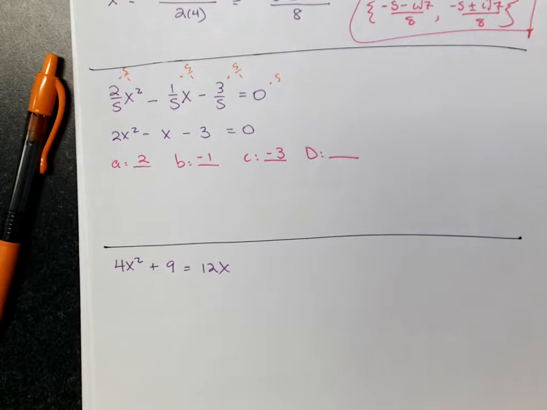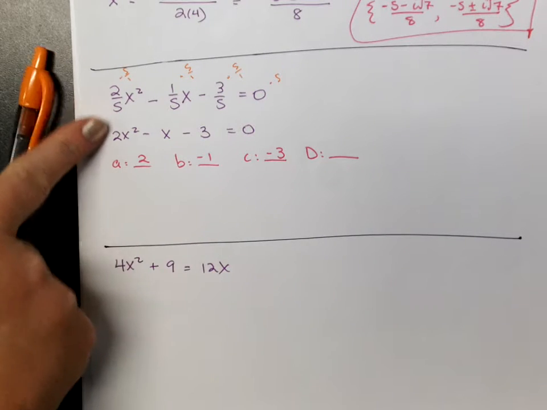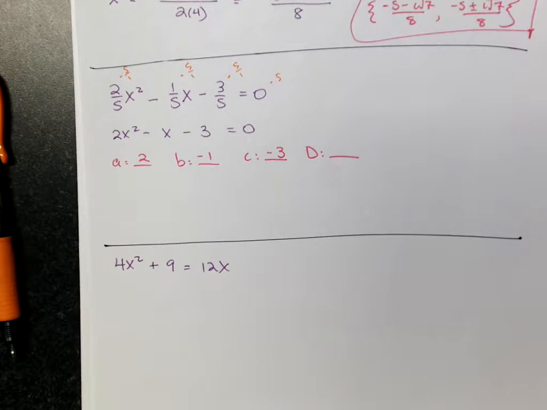Standard form, kill the fractions. Now you know your a, b, and c. You do not know your a, b, c until you clean it up like that. Standard form and kill the fractions.